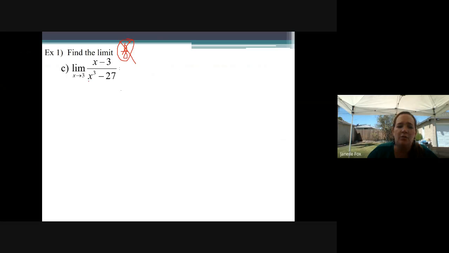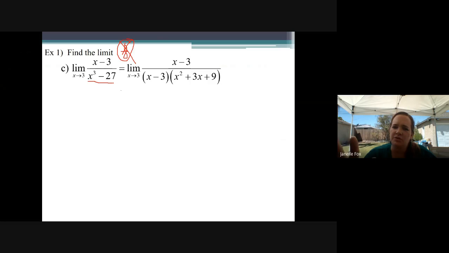So we can recognize that this right here is factorable. It's actually factorable to a difference of cubes. I know, so fun. So we're going to write the limit as x approaches 3 again. The x minus 3 is going to be on the top, and then we're going to do like that song, right?